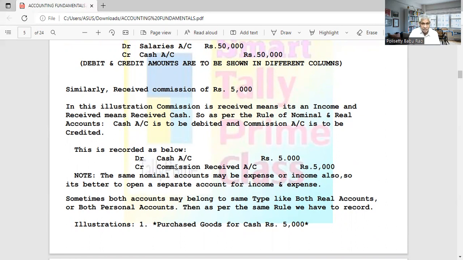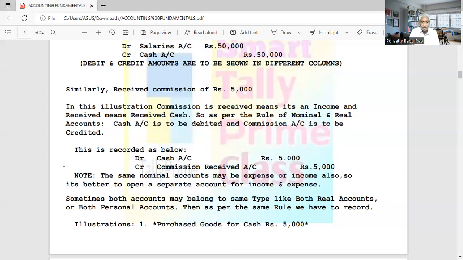But here, remember one thing: some nominal accounts may sometimes be expenses and sometimes incomes. For example, salaries definitely is an expense only. Commission, discount, and some other items are sometimes expenses, sometimes incomes. For example, commission: we may pay commission to others, then it is an expense; we are receiving commission here, it is income. So in the case of nominal accounts, it is better to maintain separate accounts for expenses and for incomes. We can write one commission account only, and in this commission account, sometimes you have to debit the expenditure, and if it is income, you credit in the same account. But it is better to write separate accounts because you will show them separately in the final accounts also.